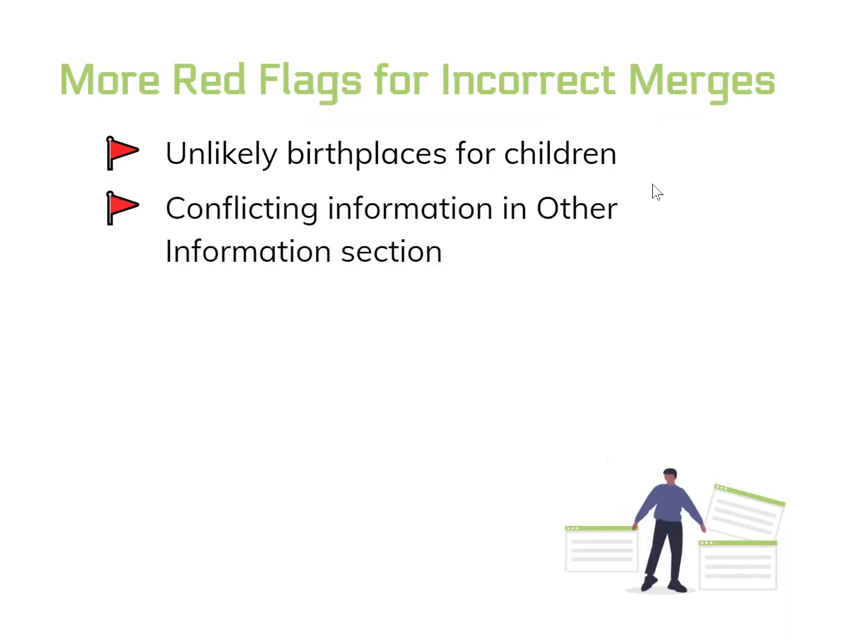Conflicting information in the other information section. An example I saw recently was that there were 2 conflicting residences for the same year. Not possible, right? And excuse me, I should explain. They were 2 residences from a census. So you wouldn't have a family enumerated in 2 different places in a census.